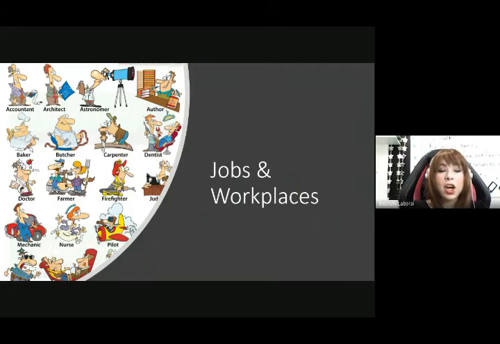Baker, B. This is a consonant, so I have to use a. I want to be a baker. I want to be a butcher. I want to be a carpenter. I want to be a dentist. I want to be a doctor. I want to be a farmer. I want to be a firefighter. I want to be a judge. I want to be a mechanic.